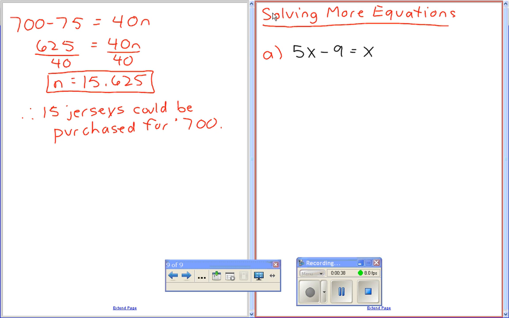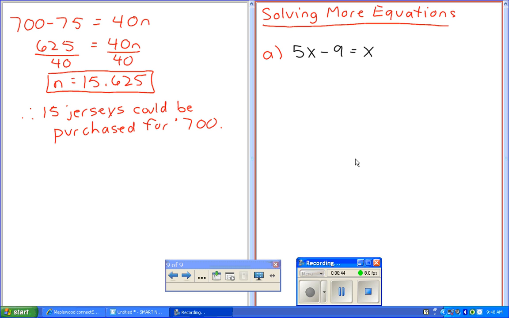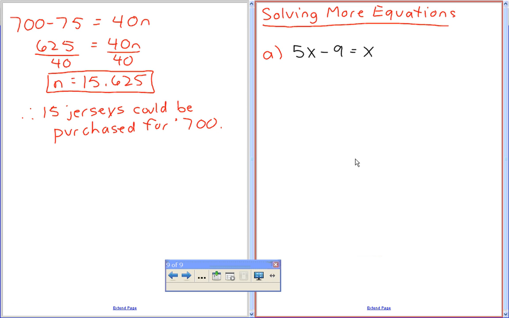What makes this one a little more, not difficult, because I don't think this is really difficult, but what makes this a little bit more interesting than yesterday? Yeah, correct. There's two of the same variable. So what we're going to do is put all the x's on the left-hand side and all the numbers on the right-hand side.